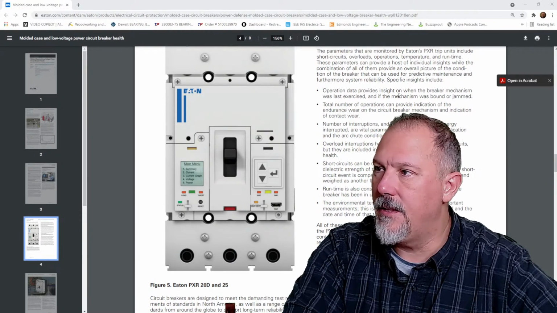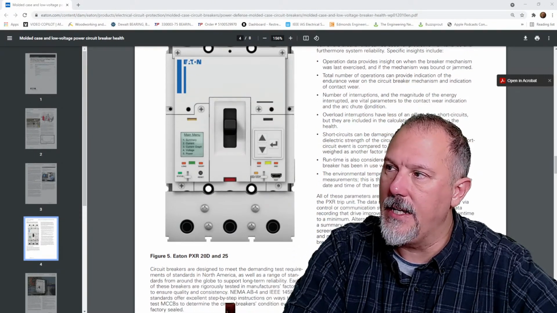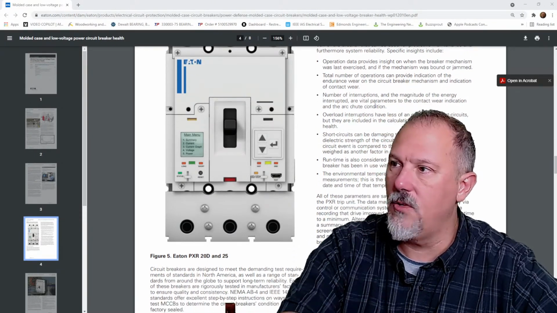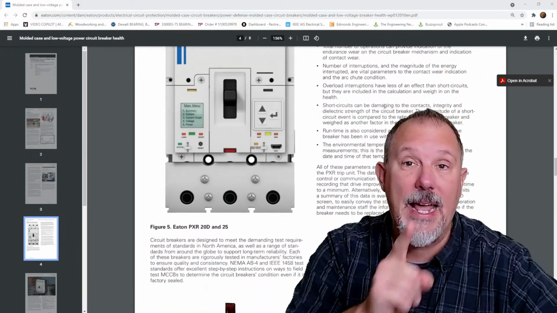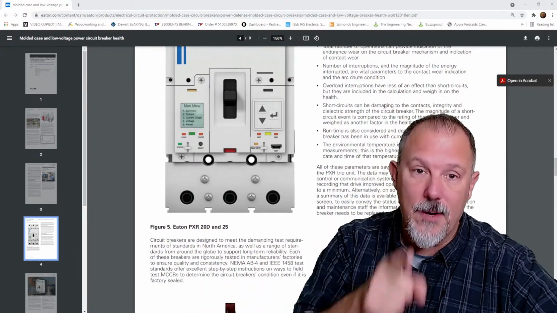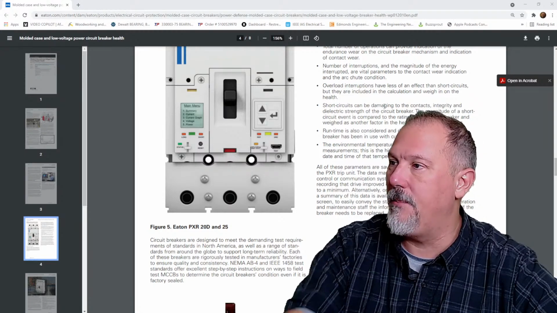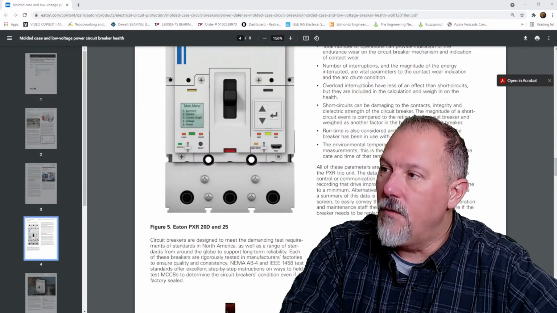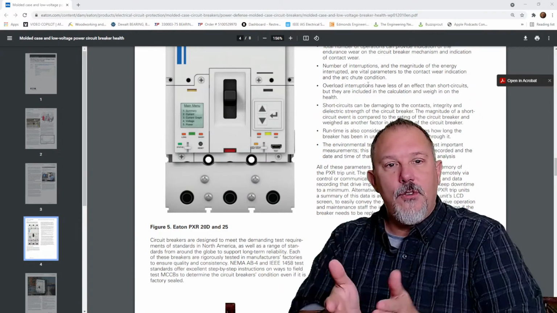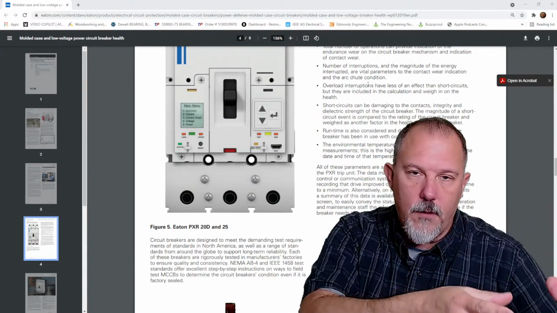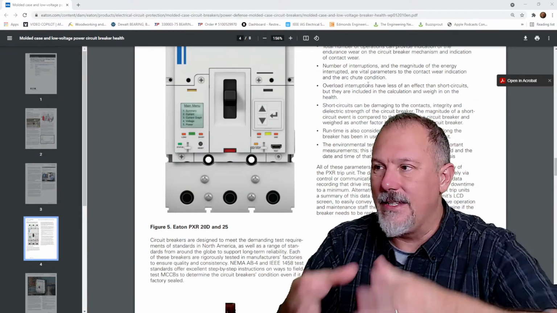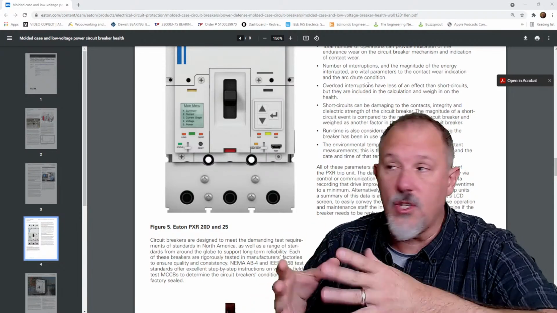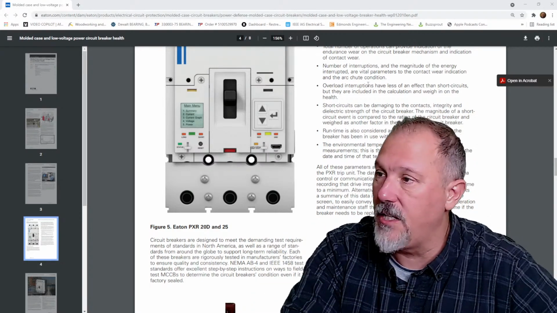Operation data. The total number of operations can provide indication of the endurance and the wear, the number of interruptions, and the magnitude of the energy interrupted. Very important part of that puzzle. Overload interruptions, obviously. So if I can tell you that this saw so many overload interruptions as opposed to instantaneous, high short circuit interruptions, I'm giving you information.